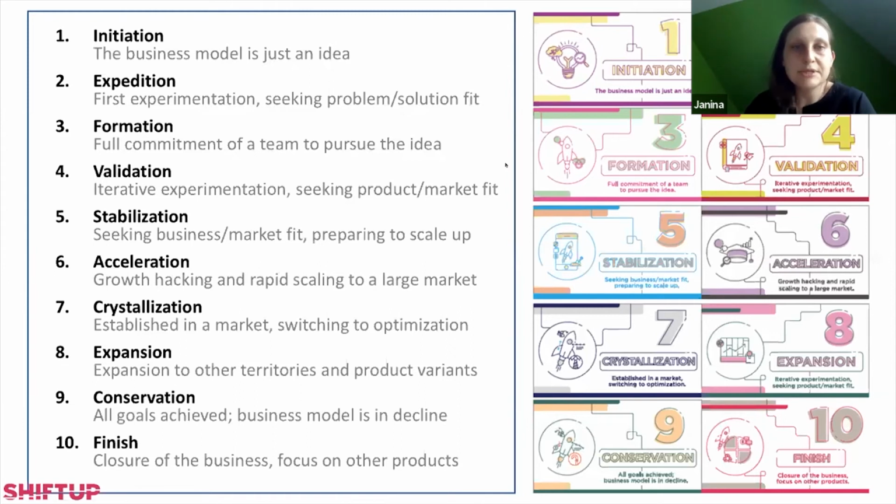While 9, something like conservation, is considered something like a bigger, older company that still retains some of their bigger clients, but many clients are joining some new, different companies and choose other solutions over yours. And 10 is just a finish. It's a closure of the business. You need to move on. You need to be able to move on to something else.